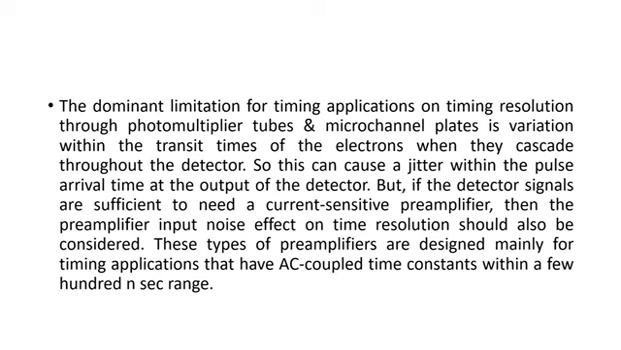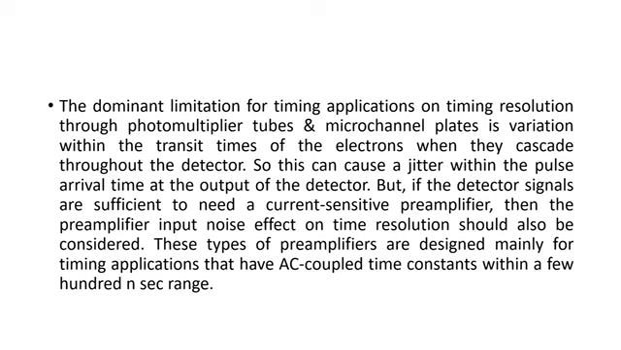So the dominant limitation of timing applications on time resolution through photomultiplier tubes or microchannel plates is the variation within the transit time of the electrons when they cascade throughout the detector. So this can cause a jitter within the pulse arrival time at the output of the detector. What they say is that there is a limitation for timing applications, since we said that it can be used for timer control applications. If I use it for a timer application, we are very dependent on the timing resolution, either through photomultiplier tubes or microchannel plates.